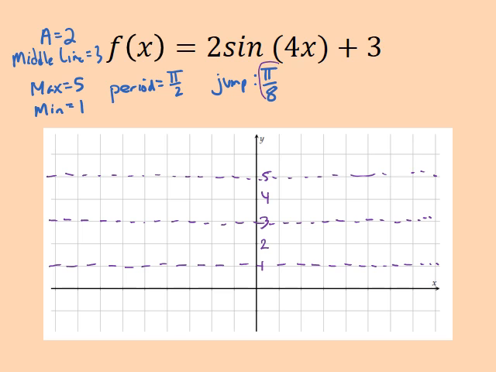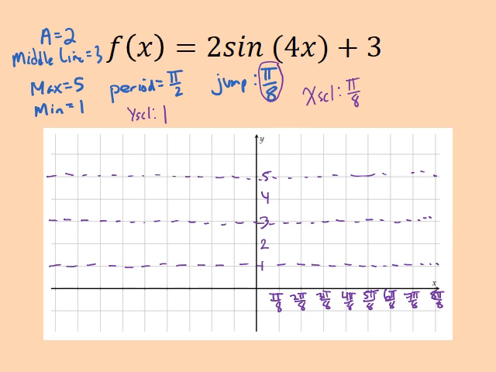The jump is going to determine our x scale. So our y scale in this situation is 1 because each tick mark is up 1. The jump is usually our x scale. So since our jump is pi over 8, that will be our x scale. So we're going to label it pi over 8, 2 pi over 8, 3 pi over 8, 4 pi over 8, 5 pi over 8, 6 pi over 8, 7 pi over 8, and 8 pi over 8. You can simplify it, but it's not necessary.